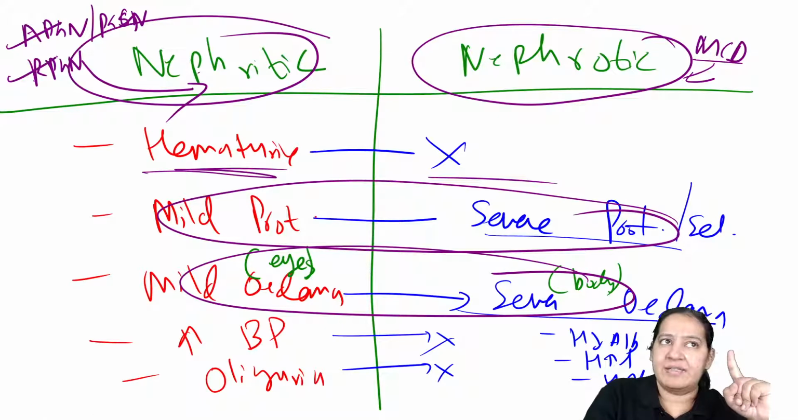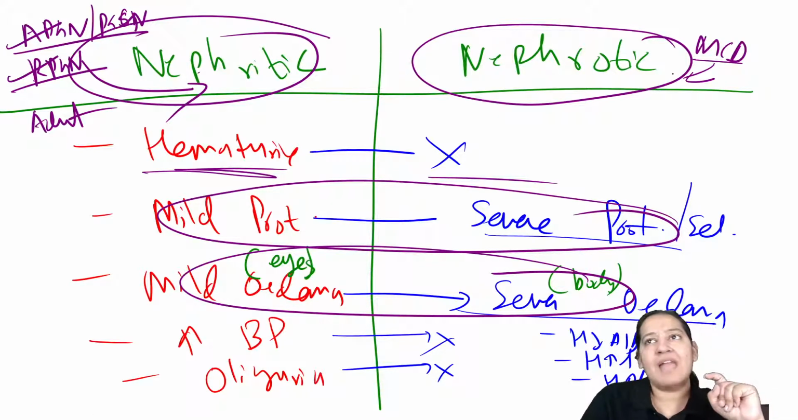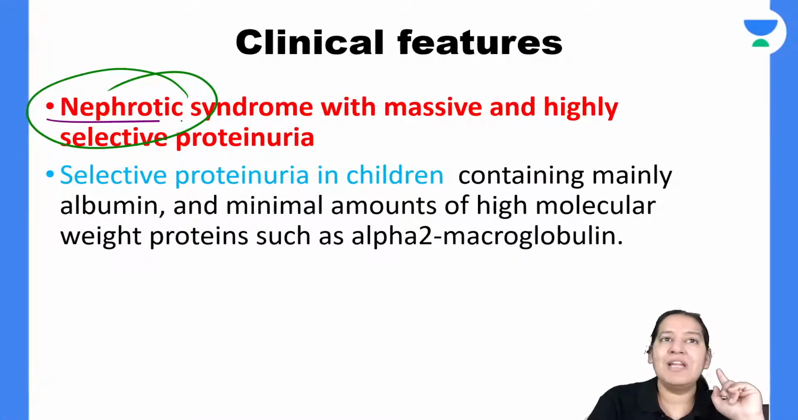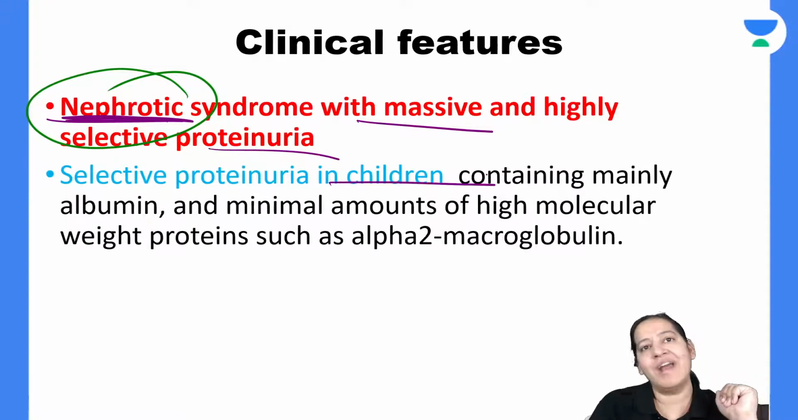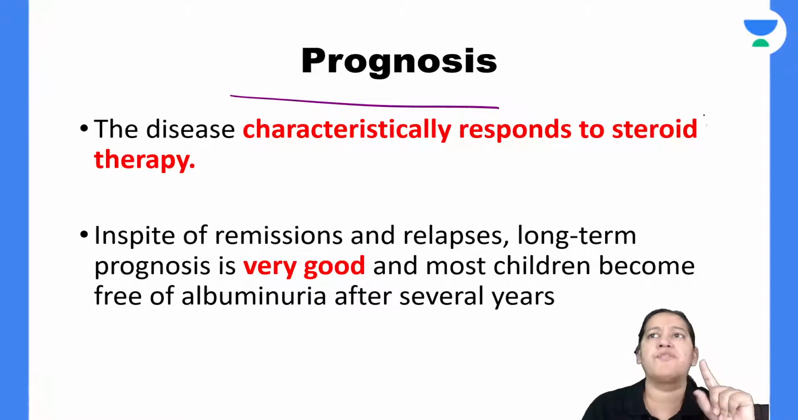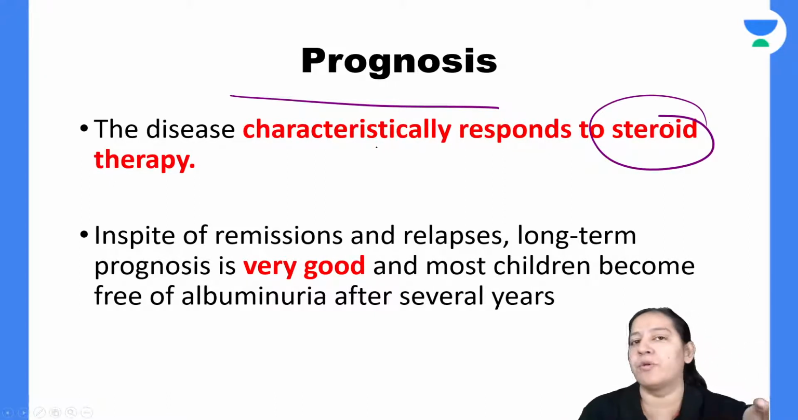These two glomerulonephritis, APGN and RPGN, occur in adults, right? But MCD occurs in children. MCD leads to nephrotic syndrome. Have you got it? It will lead to nephrotic syndrome with massive proteinuria in children, right? Children will come to you with massive proteinuria. Prognosis is very good if you give steroid. It is a steroid responsive glomerulonephritis.